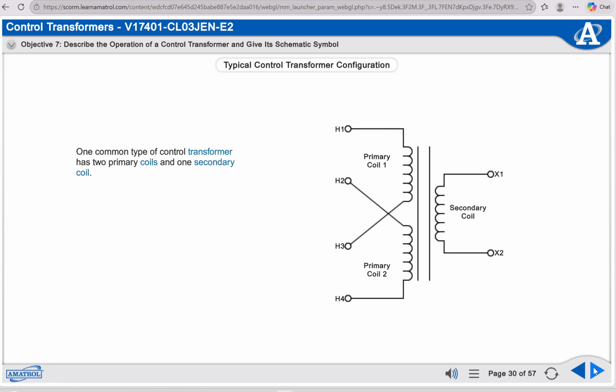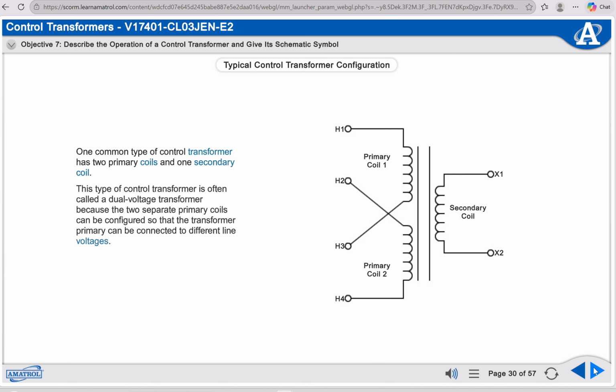One common type of control transformer has two primary coils and one secondary coil. This type of control transformer is often called a dual voltage transformer because the two separate primary coils can be configured so that the transformer primary can be connected to different line voltages.